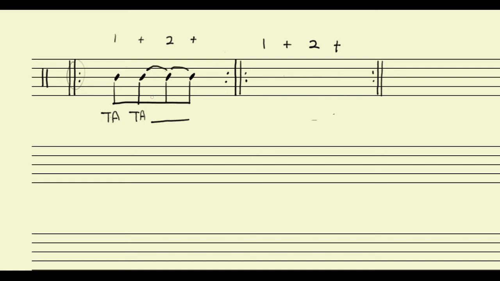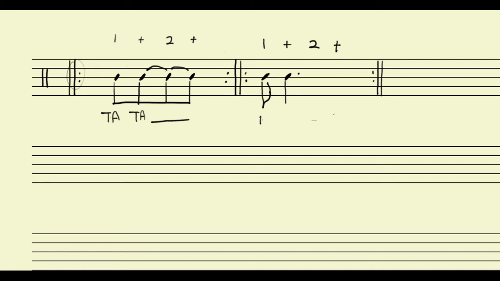1 and 2 and 1 and 2 and ta-ta, ta-ta, ta-ta, ta-ta. So the way I would write this, or an alternate way that I could write this, would be I could write an eighth note followed by, let me make a better flag here, an eighth note followed by a dotted quarter note. Remember, a dotted quarter note means hold this for 3 eighth notes, or hold this for a beat and a half.